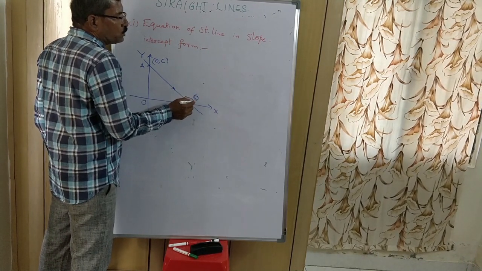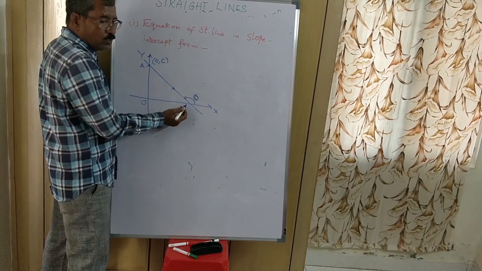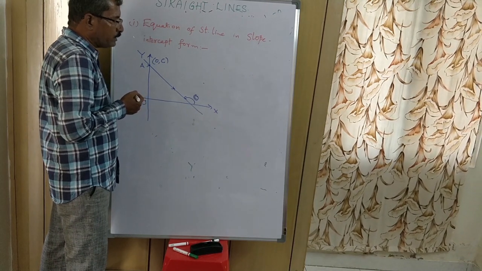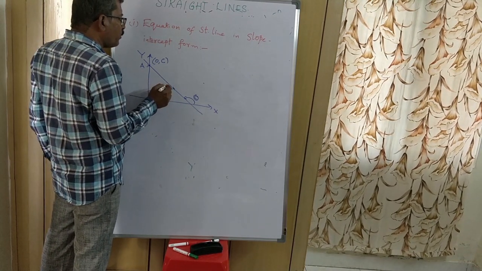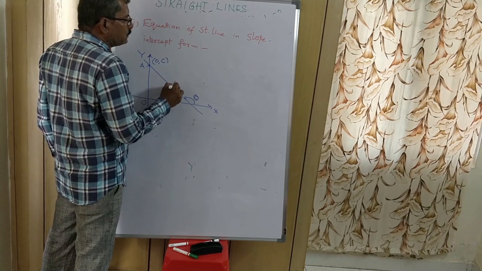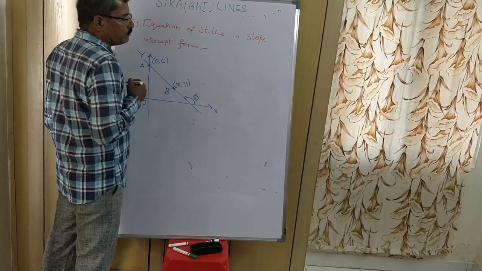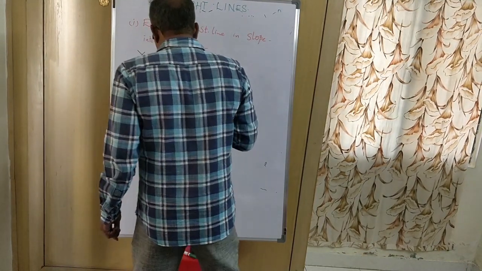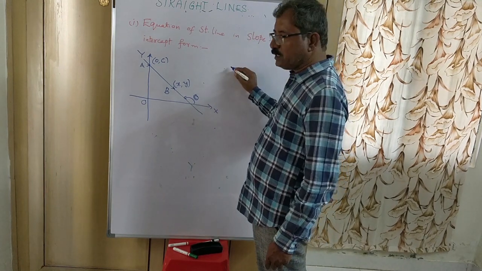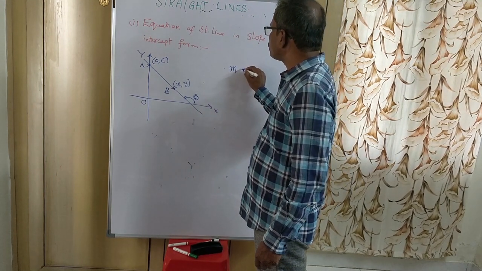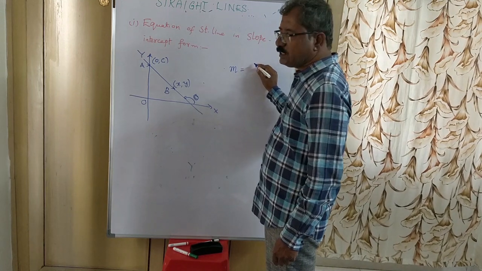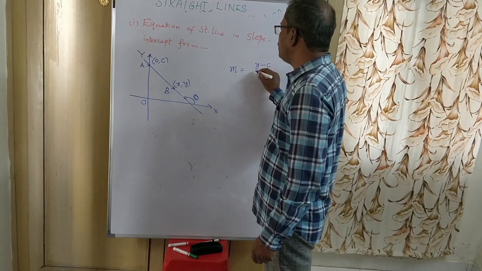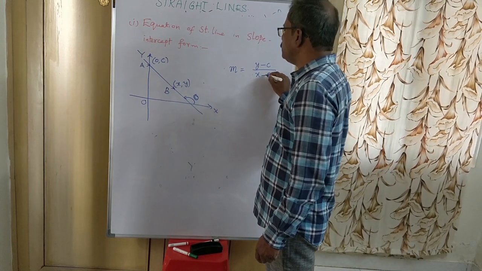So the slope you can find out. If theta is known, m is the slope, m is equal to tan theta, right? And another point on this line, say x comma y. Next, what is the slope here? If I know the 2 points, the slope is m is equal to y2 minus y1 by x2 minus x1. That is y minus c by x minus 0.